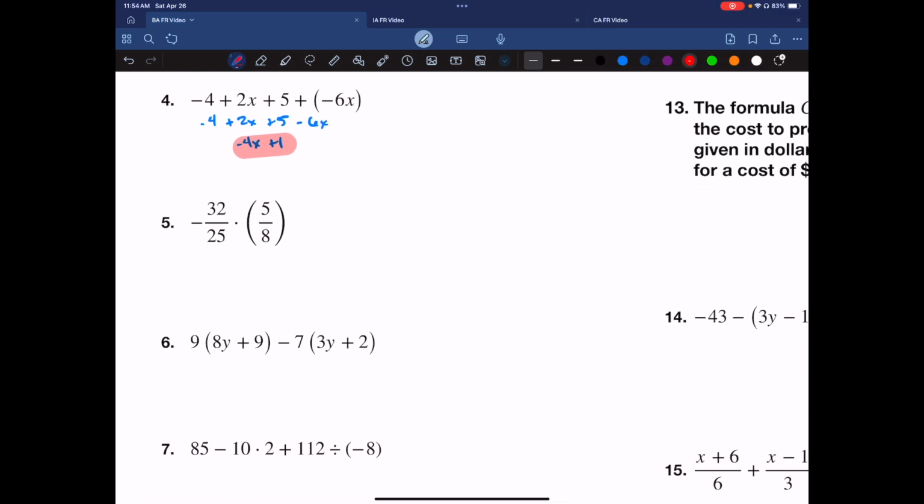On number 5, again, 8 goes into 8 one time. 8 goes into 32 4 times. 5 goes into 5 one time. 5 goes into 25 5 times. And don't forget the negative. This is going to be 4 over 5, and it's negative.